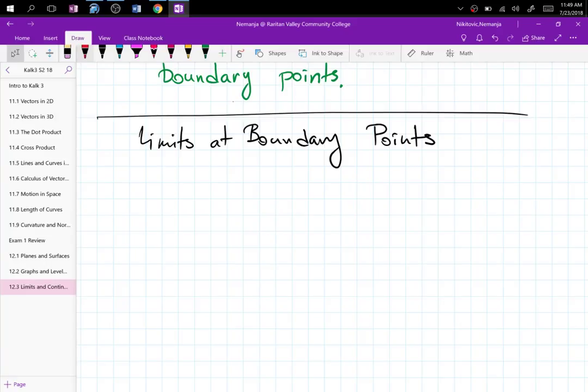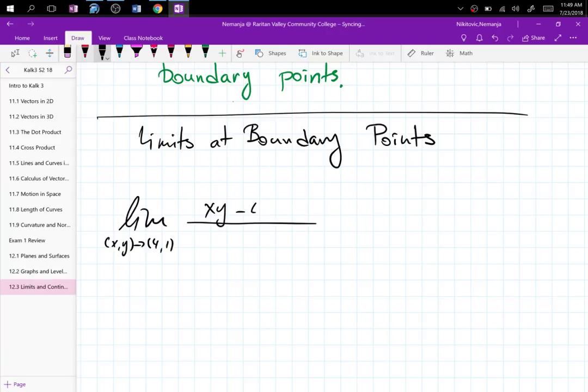So an example. Without me looking for 15 minutes and waiting for the book to load, I'll quickly explain the one that is in the book, even though you know I don't like that. The limit of xy minus 4y over square root of x minus 2 root y.